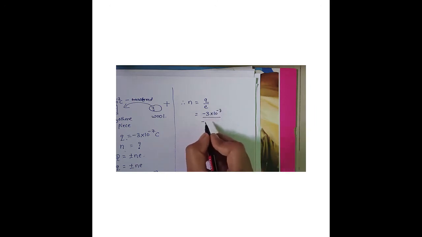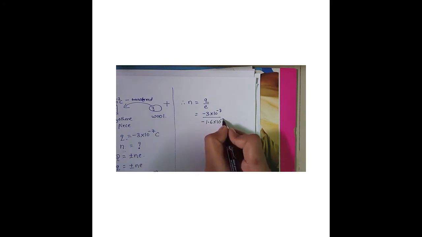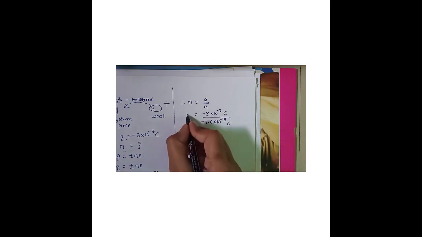Let us substitute. The solution should not be given directly, because in the examination there will be marks for the steps. So do not write the answer directly. The coulomb gets cancelled, the negative sign gets cancelled, and we can divide. The final answer comes to be 1.875 into 10 raised to 19 minus 7, which gives 10 raised to 12. There is no unit. So these are the number of charges which are transferred from wool to the polythene piece.